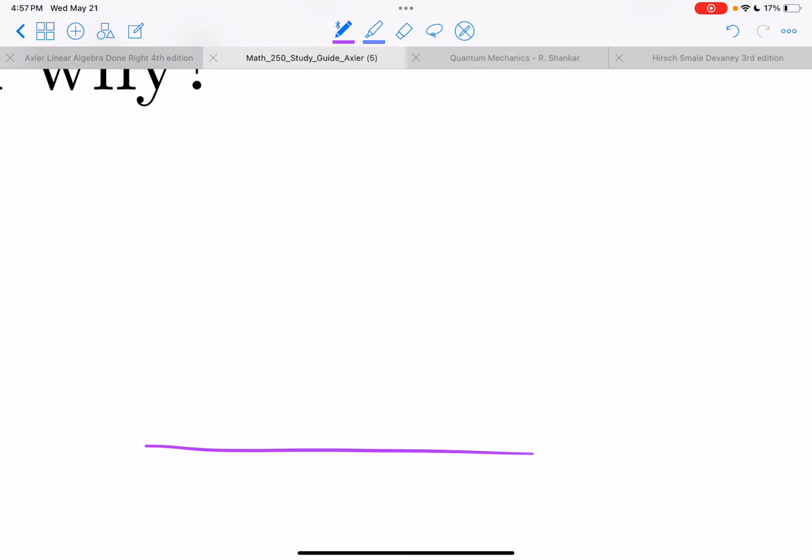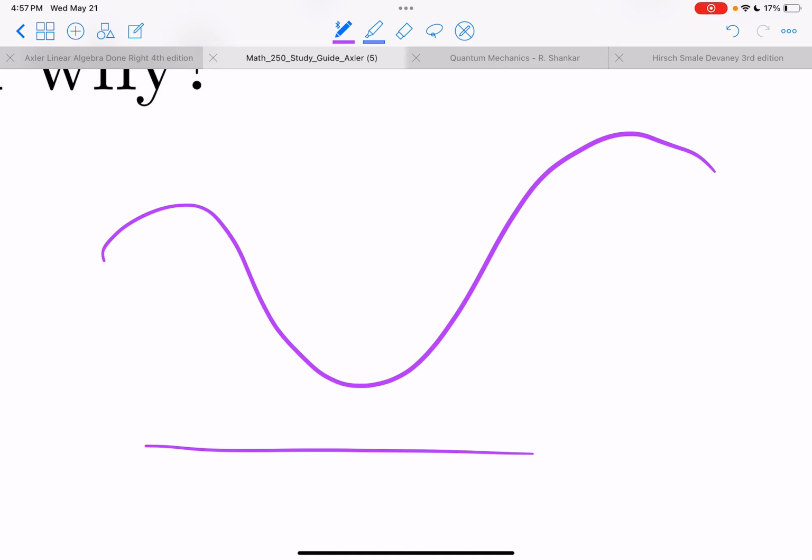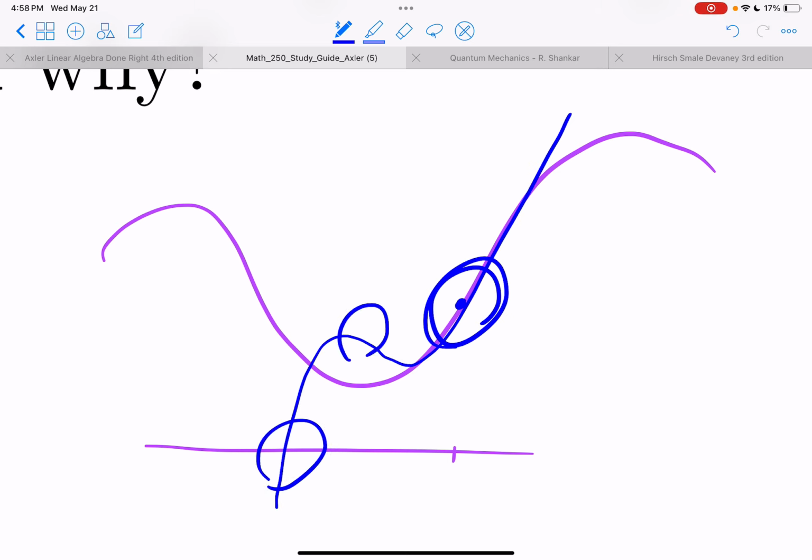If you have some function here doing who knows what it could be doing, and if you just want to approximate it near this point here, then you should do Taylor expansion. The first term would be linear, the second term would give you a parabola that fits it, the third term would give you a cubic that fits it. Maybe it looks like that, who knows. So that'll be really good here, but it could be terrible over here and here.